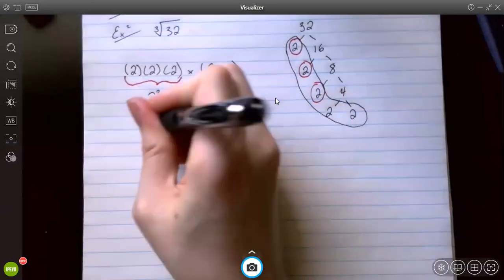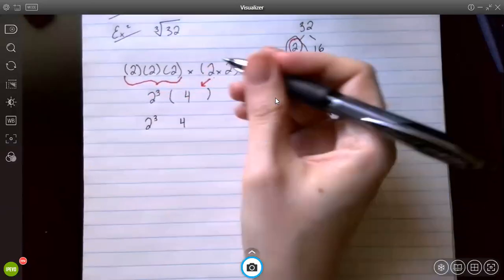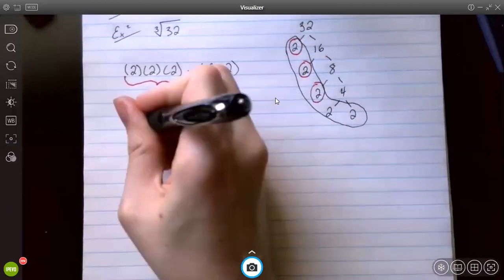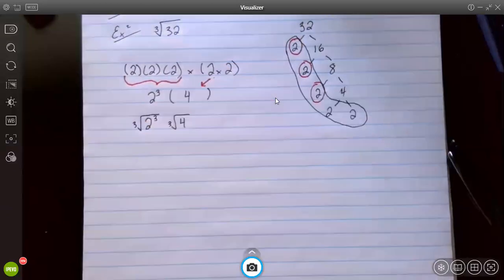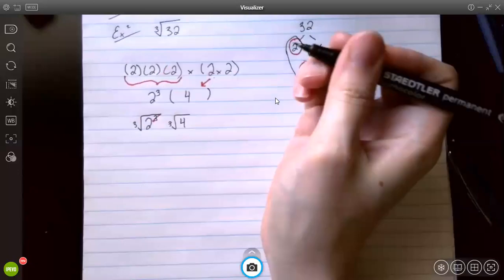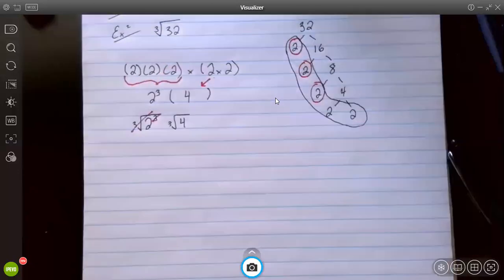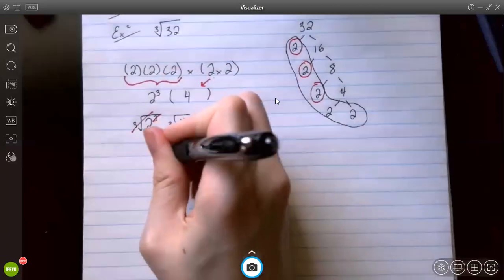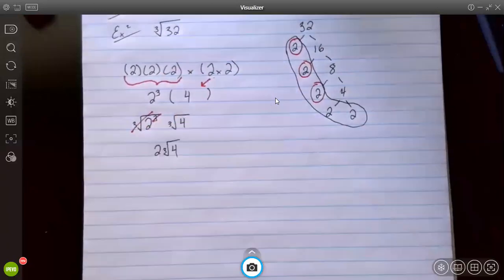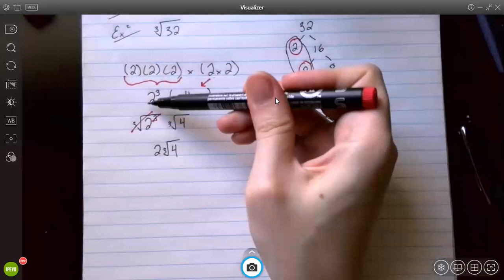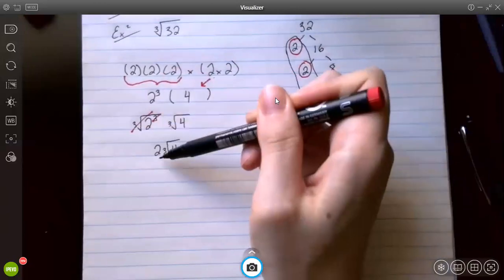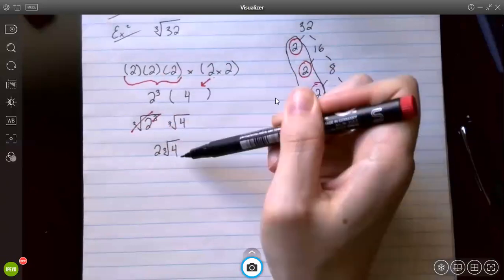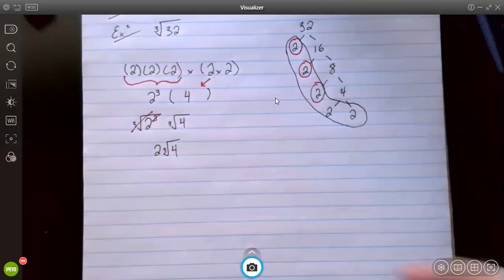My identical groups get written as a power. And then if I take those and I put each of them underneath a cubed root, my power is going to have its exponent cancel out the root sign. So I end up with the 2 in front of my cubed root of 4. Again, the power ends up in front of the root symbol and loses its exponent. The leftovers end up underneath the root symbol. And that's your final answer.